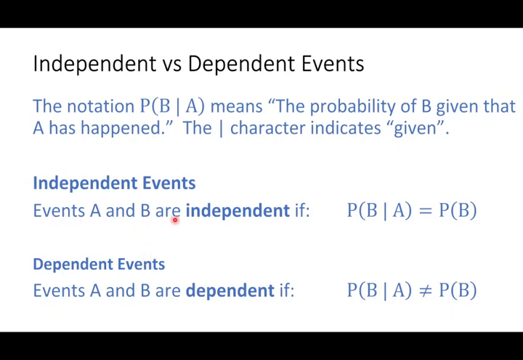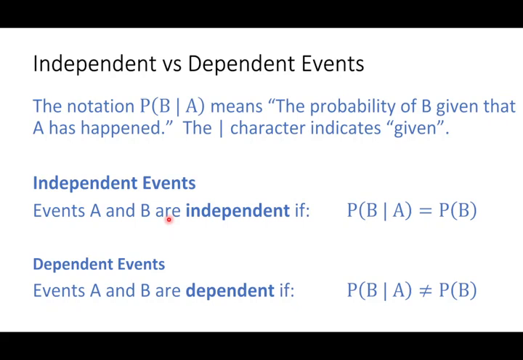Events A and B are independent if the probability of B given A is just the probability of B. In other words, the outcome A doesn't affect outcome B at all. B doesn't have anything to do with A. Given that A happened doesn't change the probability.